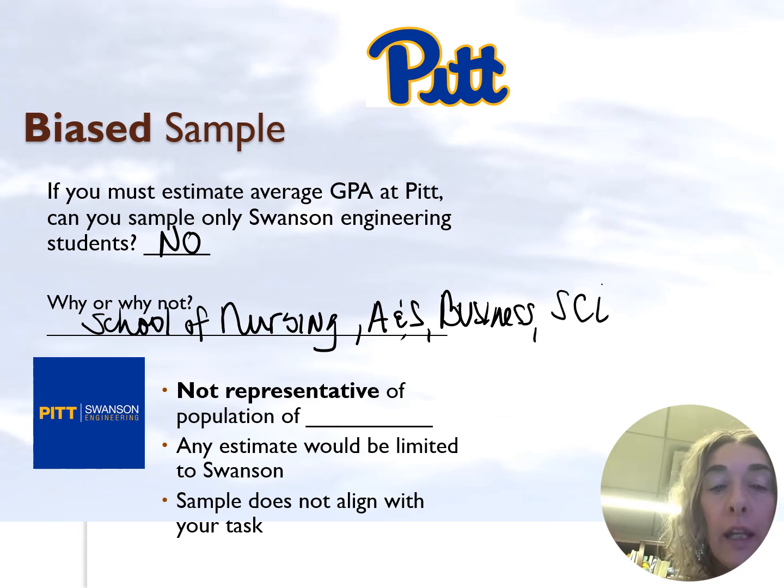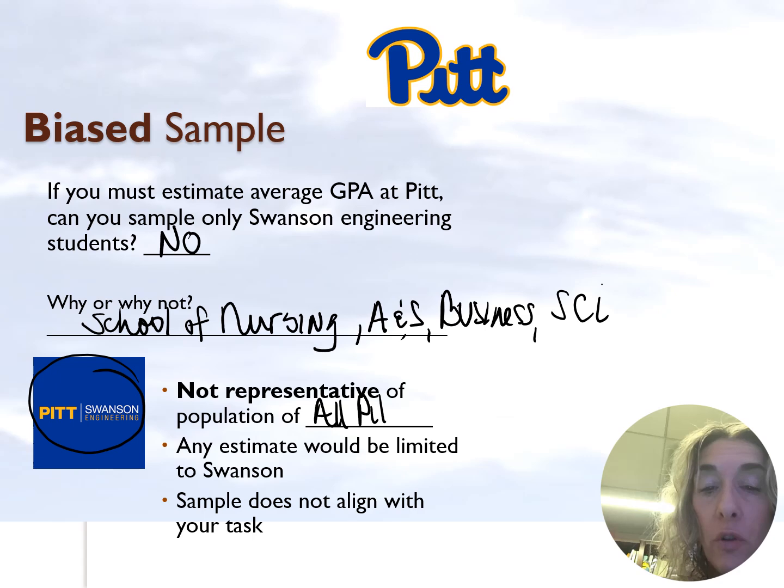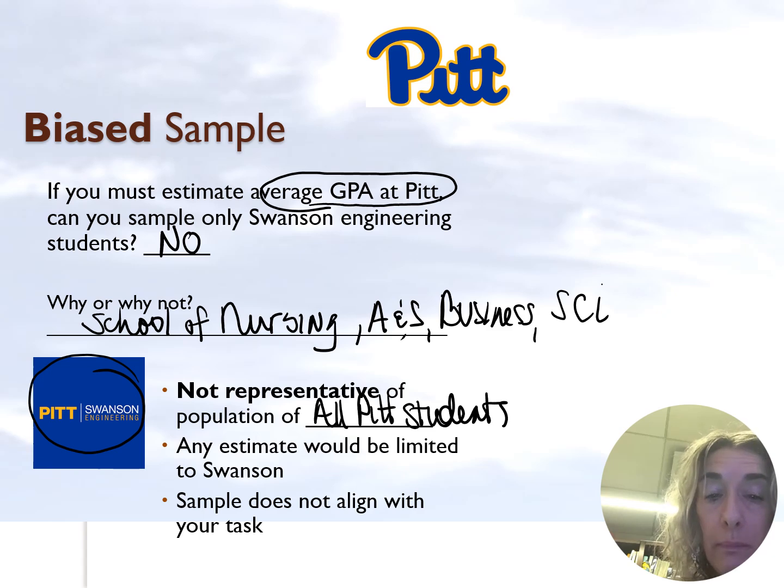If you were to sample just Swanson engineering students at Pitt, that sample would not be representative of the population of all Pitt students, which you were asked to work with. You were asked to estimate the average GPA at Pitt in general for all Pitt students. If you were to sample just Swanson students, any estimate of the average GPA would essentially be limited to just Swanson students. This isn't good because your sample, and the estimate that you got from it, doesn't align with the task that you were given, which was to estimate the average GPA for all undergraduates at Pitt. So in this case, a biased sample would potentially lead to inference that was not valid.